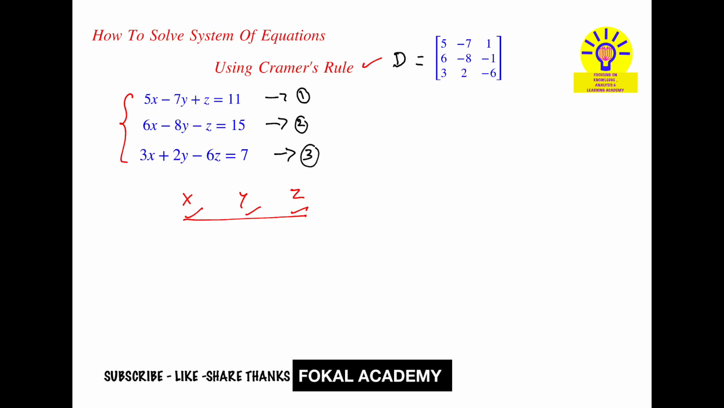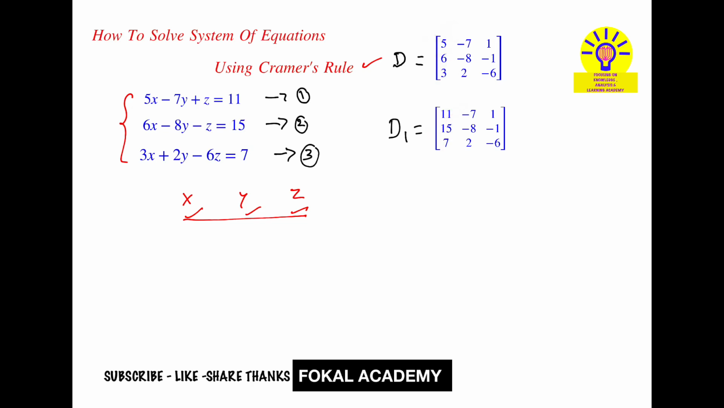In the next step, these constant values, that is 11, 15, 7, will be used as a column in the first column. Means replace this first column elements with these constants. So it becomes like this. So this is the another matrix. Let's consider this is D1 matrix. So observe carefully here. In the same matrix, I keep second column and third column as it is. There is no change. 7, minus 8, 2. Next 1, minus 1, minus 6. But I replace this first column with constant values, that is 11, 15, 7, in the first column.